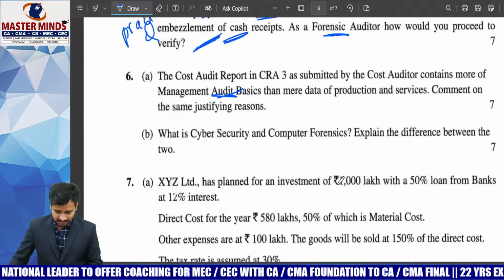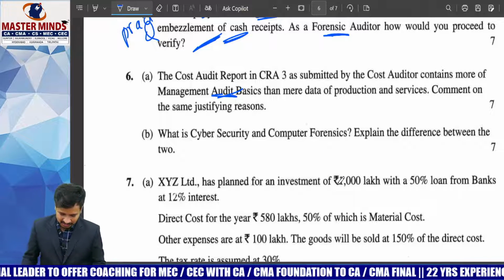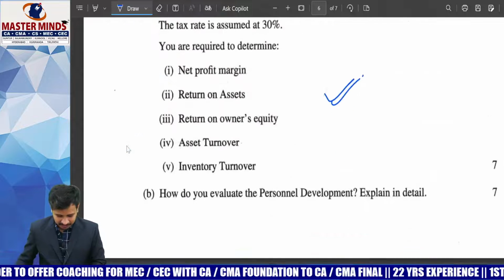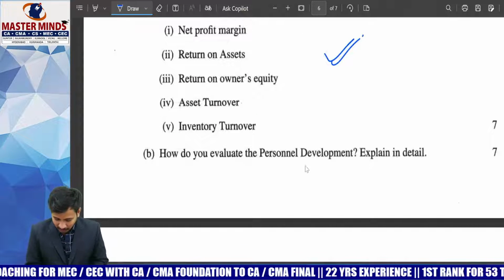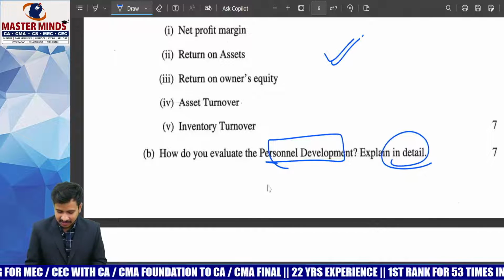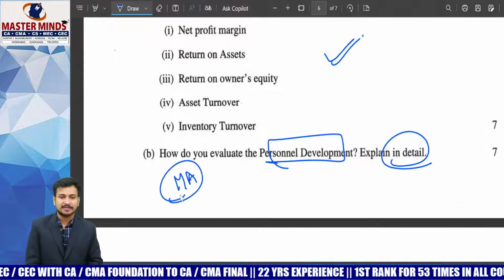ISA, information system audit. I'll be actually crossing the same. That is sixth one. I'll take it as choice. Seventh, I'll write it somehow. One more thing I've forgotten: how do you evaluate the personal development? Explain in detail. This is relating to management audit.